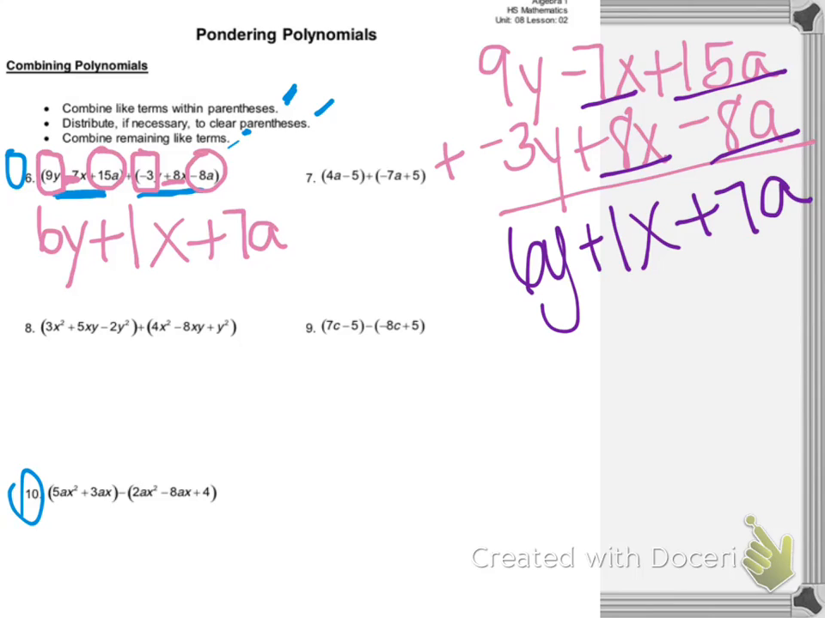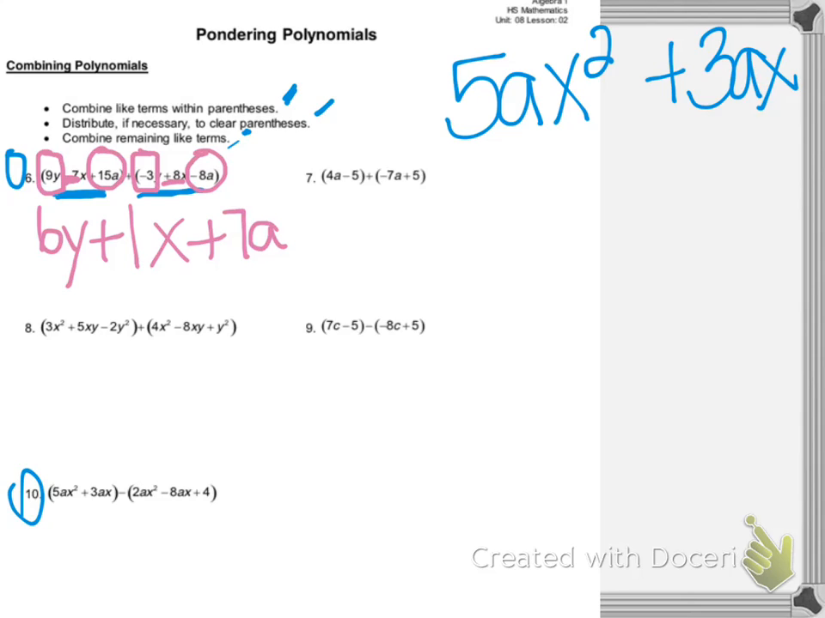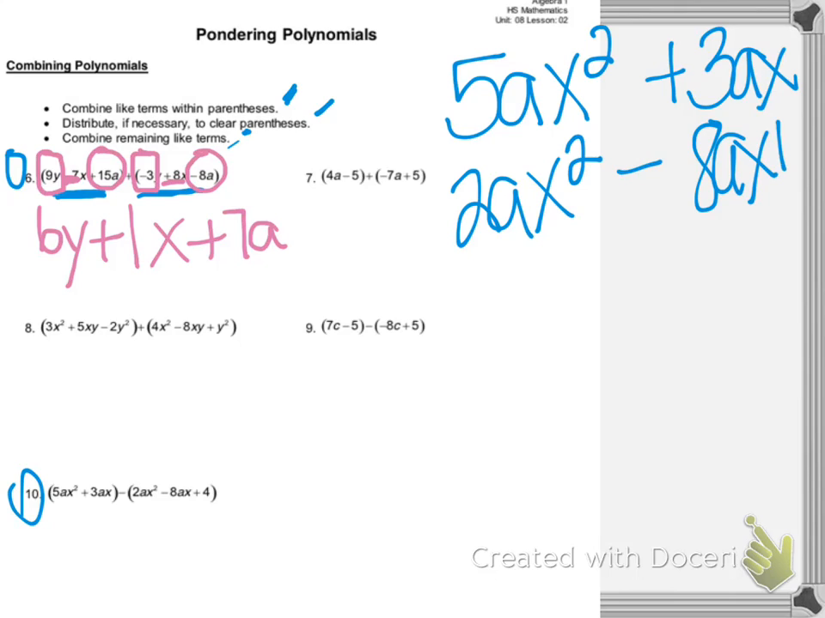Okay, now the subtraction one. Okay, let's look at subtraction. So let's look at number 10. So number 10, I have 5ax squared plus 3ax. And then the bottom one, I have 2ax squared minus 8ax plus 4. Okay, and I'm subtracting this.